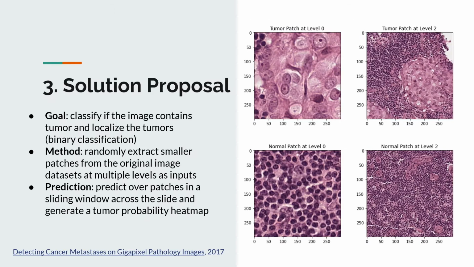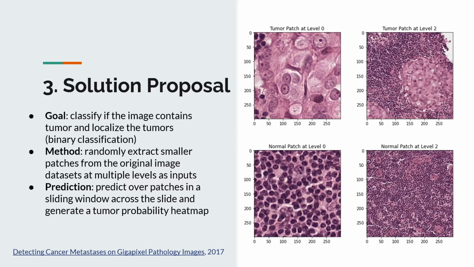Given a gigapixel pathology image, the goal is to classify if the image contains tumor and localize the tumors for a pathologist's review. Due to the large size of the slide and the limited number of slides, the solution to this problem is not to train a deep learning model using the original slide images and mask images as inputs. Instead, I will randomly extract smaller patches from the original image datasets at different levels as inputs.